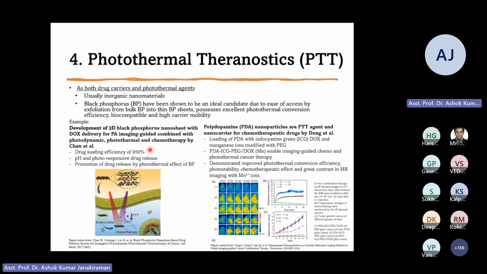But through this photothermal theranostic, drug release is promoted. So due to this mechanism, there is photoresponsive drug release and promotion of drug release by the photothermal effect of BP. If you assume that normally, if you give it as a dosage form, only a very small percentage of the drug reaches the target site.